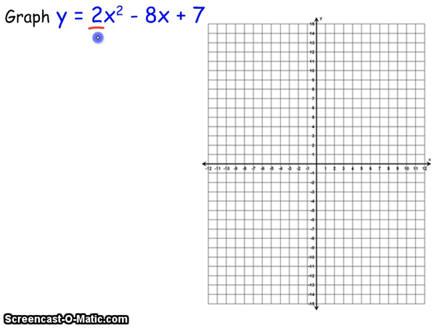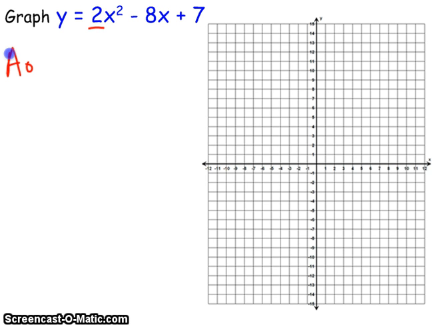For instance, this 2 tells us, since it's positive, that the parabola will open up. And since it's a 2, which is greater than 1, it would be a vertical stretch. The 7 tells us that it should intersect the y-axis at 7, so right up here at positive 7. This negative 8 comes into play when we're trying to figure out our axis of symmetry.